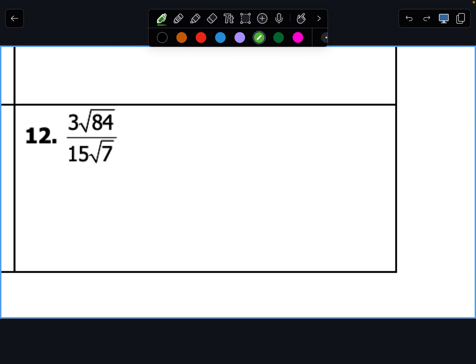Okay. This one looks a little funky, but let's do it anyway. First, can I simplify my radicals at all here? On the top, root 84, what does that split into? Do we have a... Is it 16?